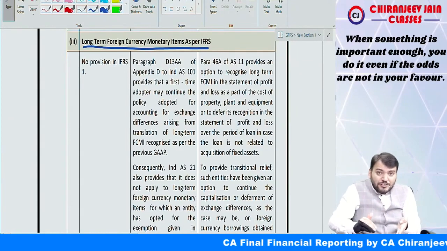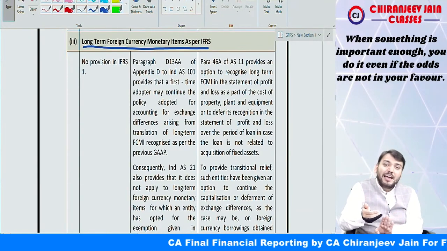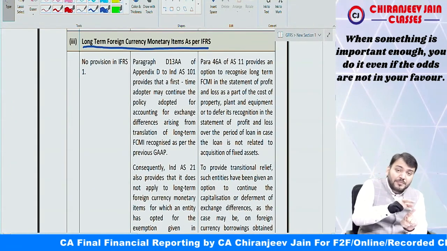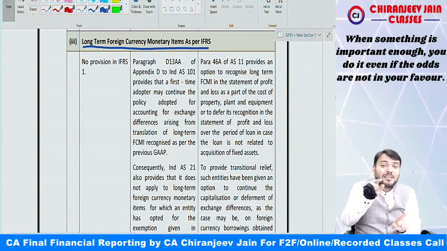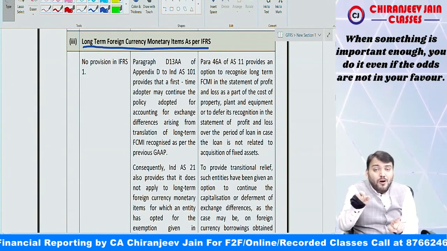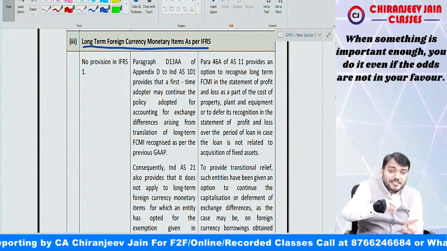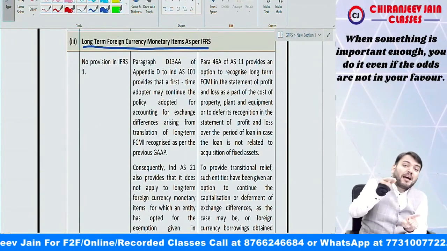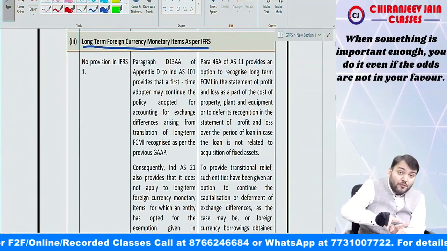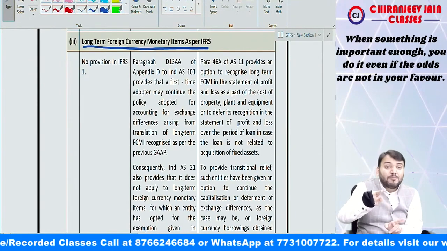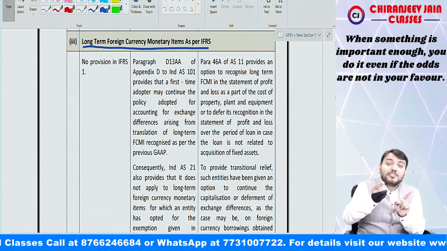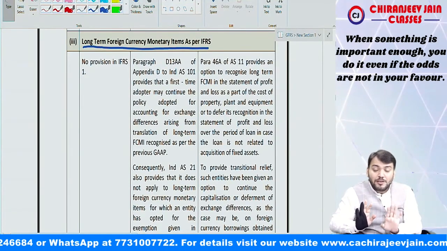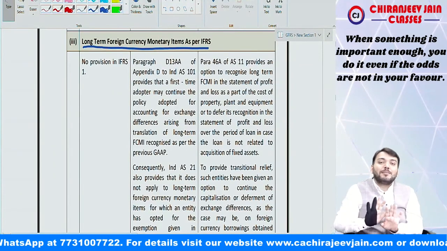So under Ind AS 101, one voluntary exemption has been given. That entity who has opted for the option given under para 46/46A of AS 11, if they have opted that option, can continue the same accounting treatment for foreign currency monetary items, for long-term foreign currency monetary items for which such option was availed. This exemption was given under Ind AS 101, but such a provision is not given in IFRS 1.